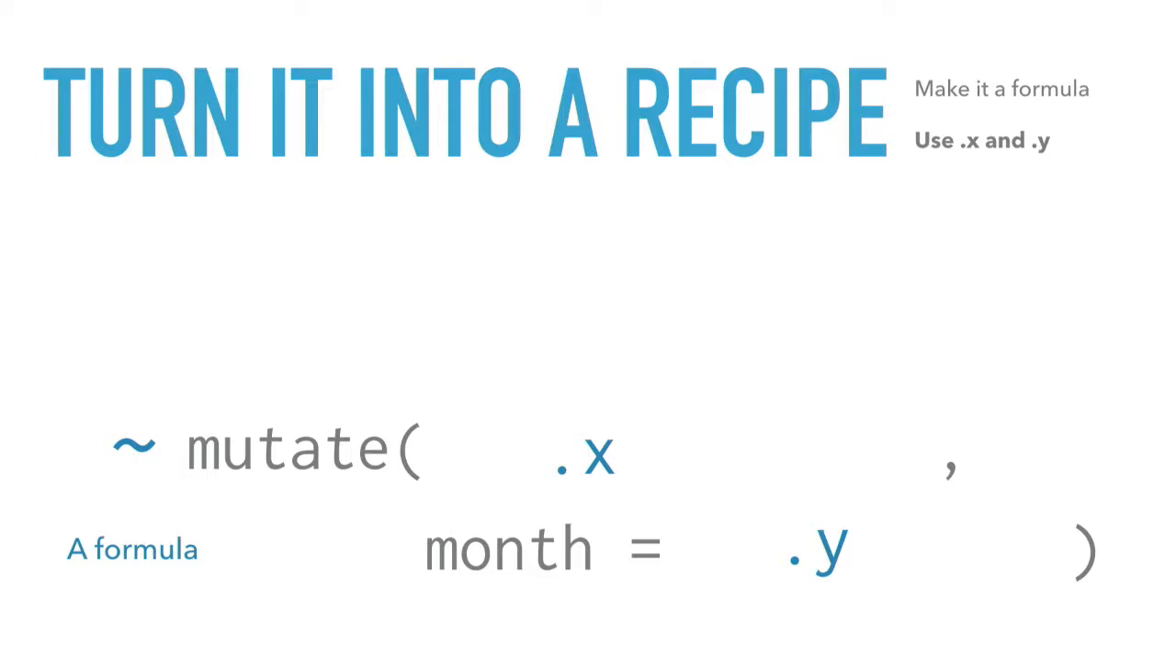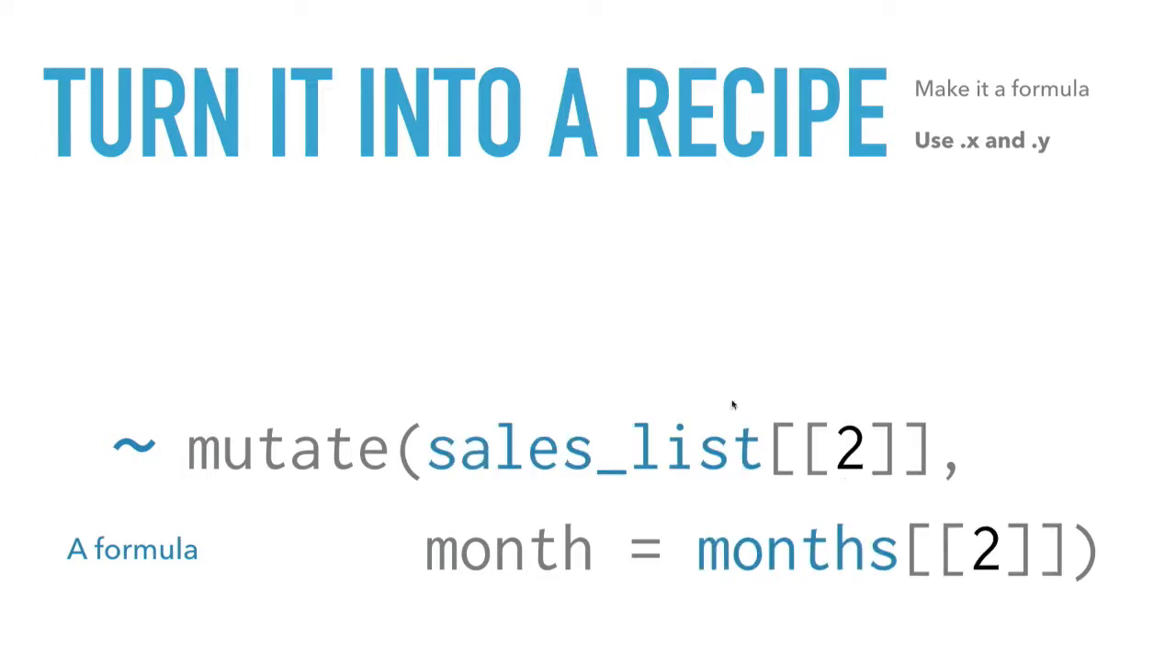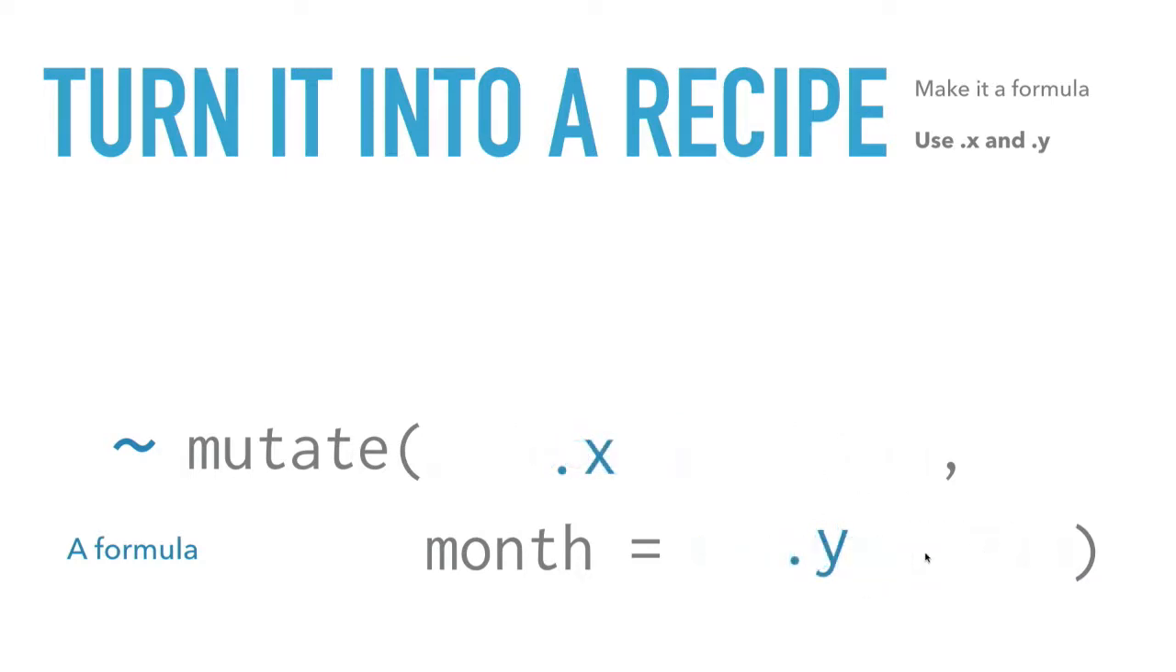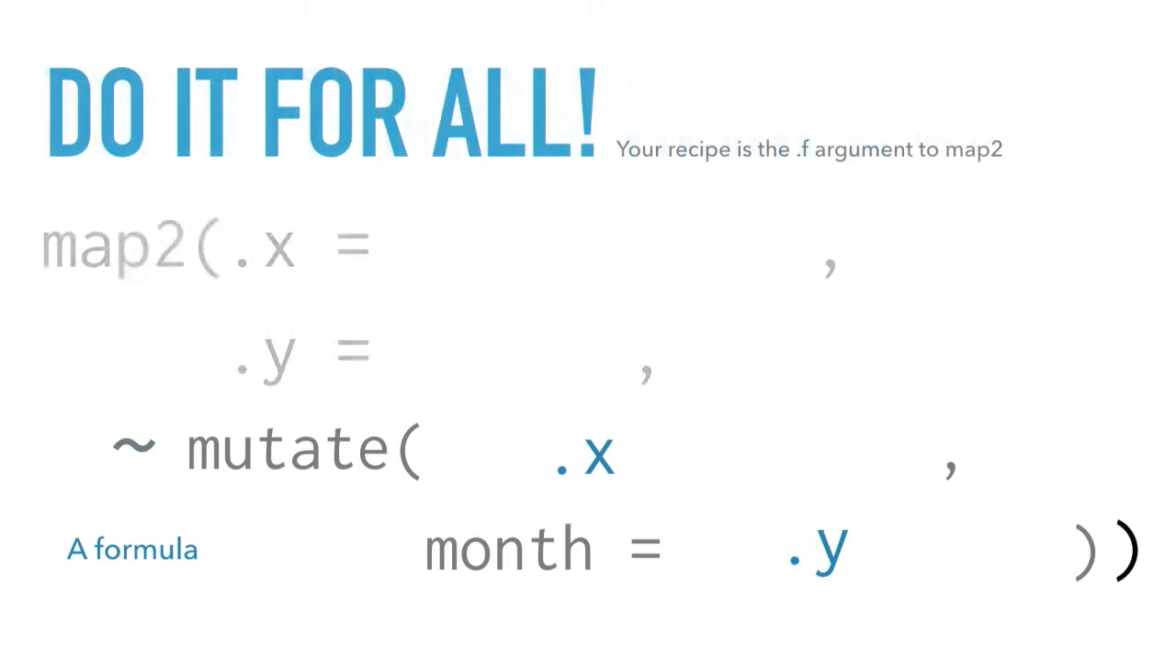Instead of talking about a specific element in sales_list and a specific element in months, I'm just using those placeholders .x and .y. So take an element from sales_list, mutate it by adding a column called month, and that value is coming out of the .y object. Now the order matters here. I just replaced sales_list with .x and months with .y, which means I need to specify sales_list as the .x argument and months as the .y argument. But otherwise it's pretty much the same.